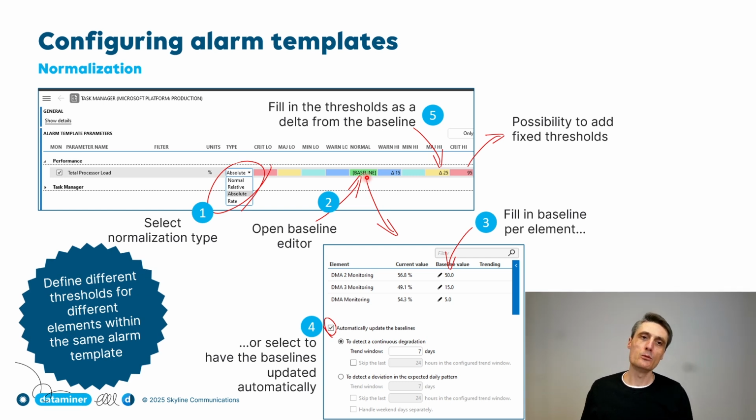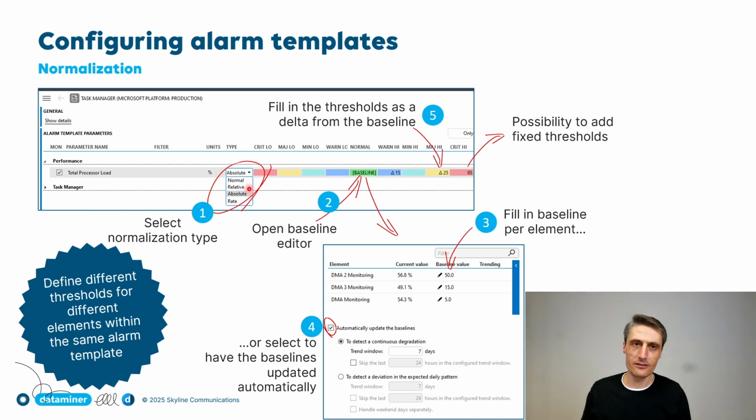Now, to make it a little bit more complicated, we actually have 2 types, well, 3 types, but I'll consider the rate a special one. We have 2 types of those normalizations that we want to define. First of all, this type drop-down is typically just on normal. That's the regular normal alarm thresholds that we defined before. But now we will take a look at those normalized alarm thresholds, which could be relative or absolute.